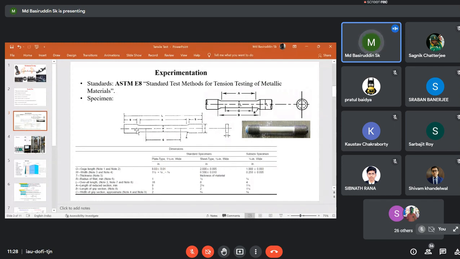Okay, so in order to avoid that particular problem, we have to create certain regions, the reduced cross sections, where the load required to deform the material is relatively less as compared to the other part, like the grip part. Okay, and the material will fail anywhere in this particular gauge portion. So that is why we need to do this grip zone.